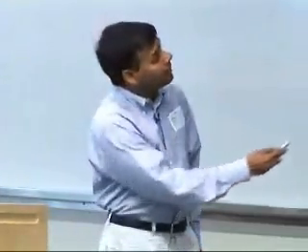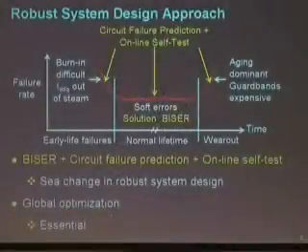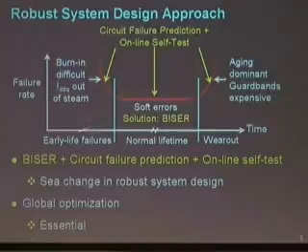And to be able to do a good prediction, you may have to do a very thorough online self-test, because we know that as with any prediction, if the input data is not good enough, then your prediction won't be very good. So that's why you may want to do a very thorough online self-test. But given this circuit failure prediction together with online self-test, we think that can resolve the problems of early life failures and wear out and aging and so on.